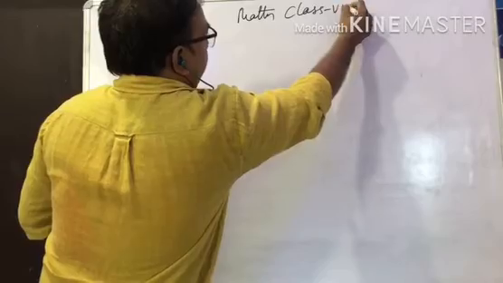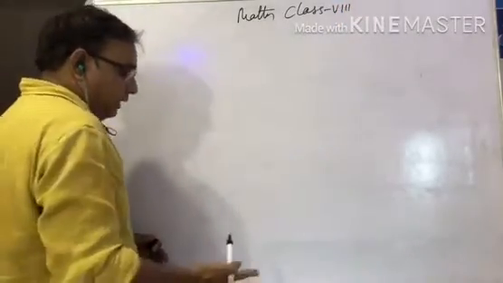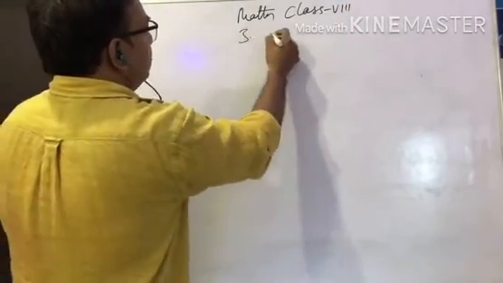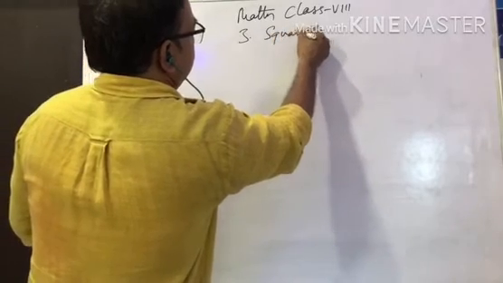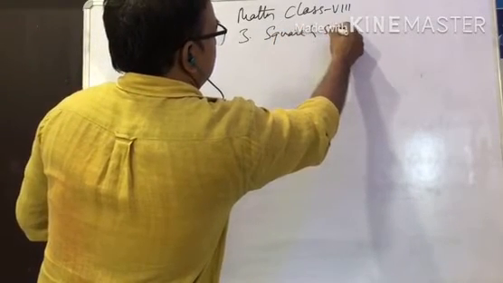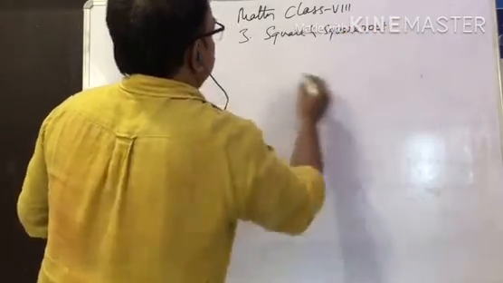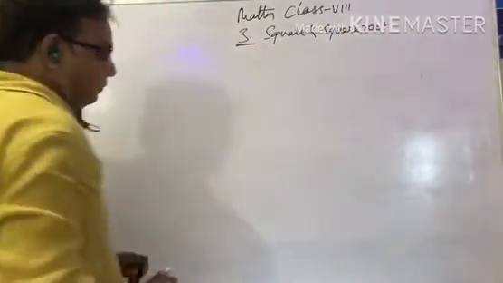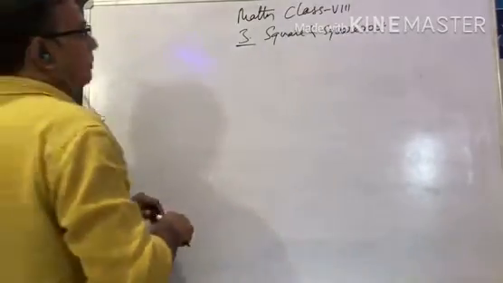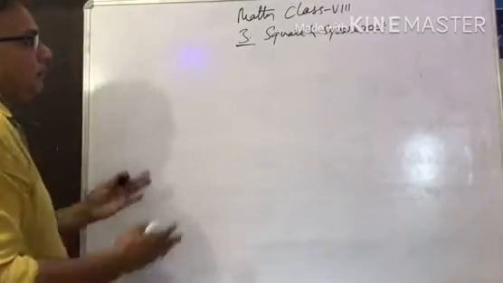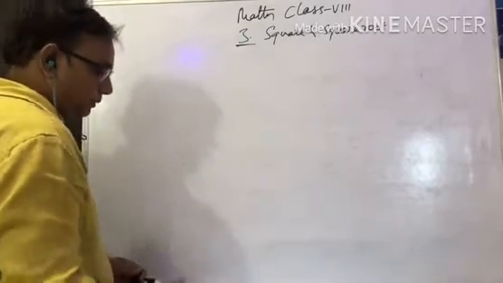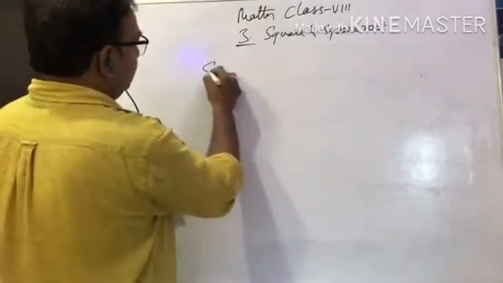Class 8. Today I am going to start a new chapter, square and square root. This is chapter number 3. So let us start chapter 3, square and square root. First I tell you what is square.